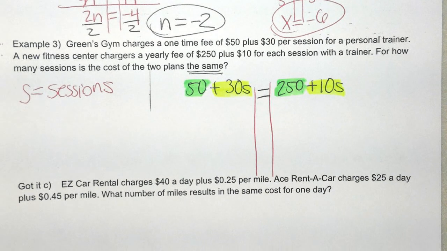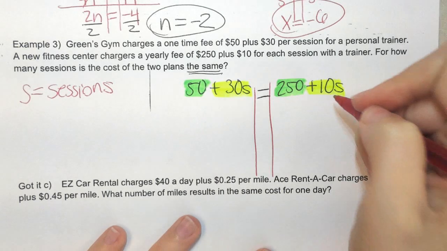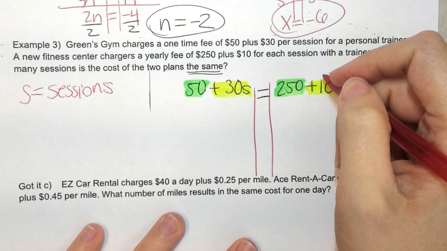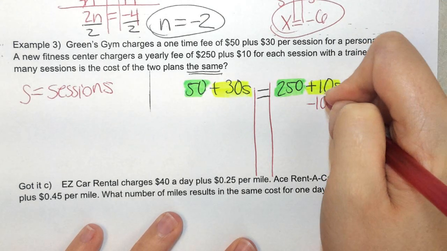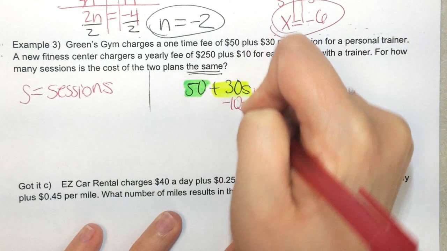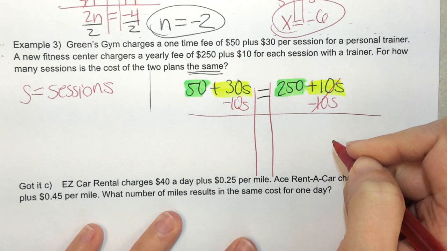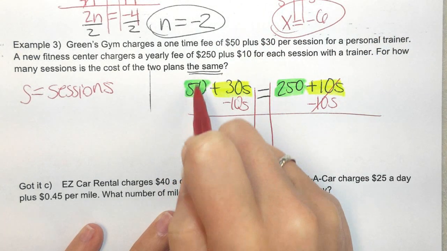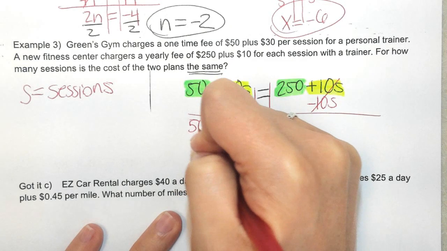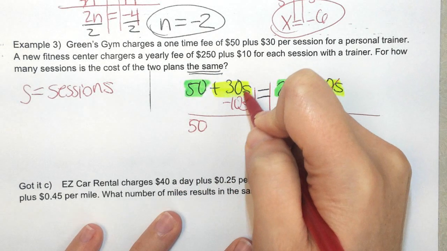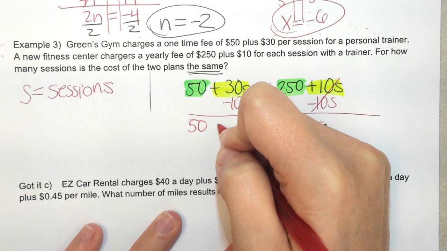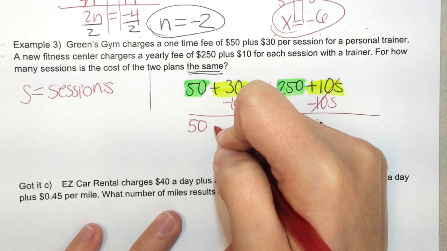Okay, I put my railroad tracks in. Which set of variables, Raylan, do you want to move first, the 30S or the 10S? Okay, so how would I move it? Very good, minus 10S on both sides. When I do that, I haven't touched the 50 yet, so I just bring that straight down. Hallie, 30S minus 10S is? 20S. Good. Is it positive or negative?